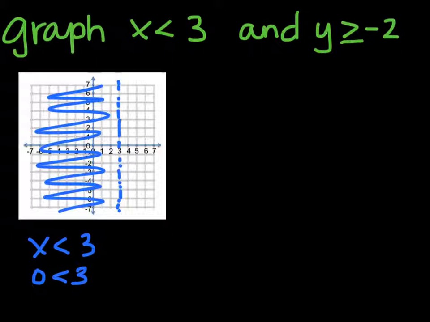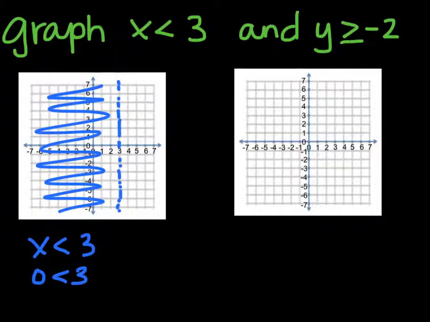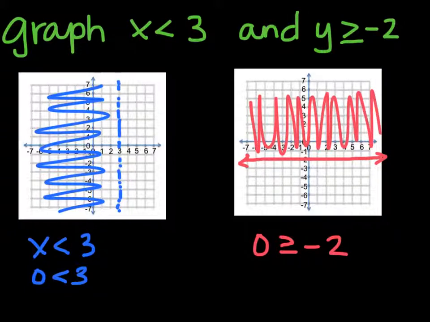Now let's graph y is greater than negative 2. We begin by graphing y is equal to negative 2 using a solid line, because negative 2 is included in our set of solutions. So here is our graph of y equals negative 2. Now let's test a point, (0, 0). 0 is greater than or equal to negative 2. That is a true statement. Therefore, we will shade in the half plane that contains (0, 0) to represent y is greater than or equal to negative 2.